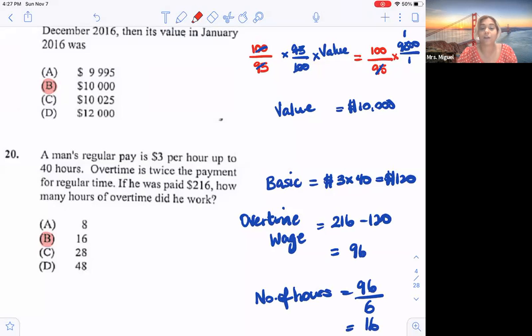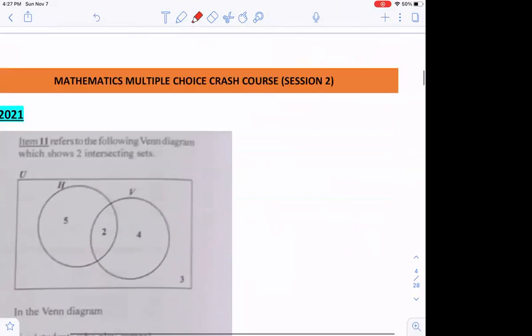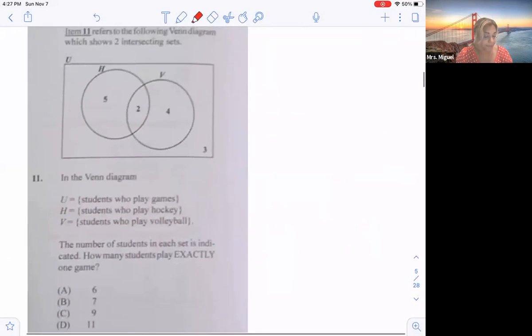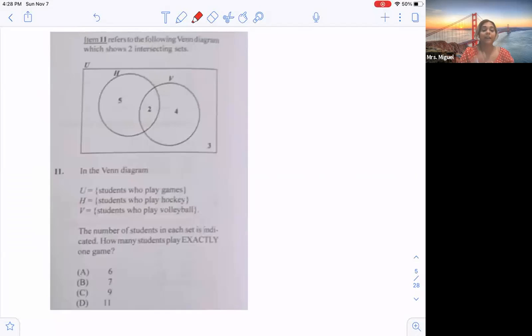Any questions so far? No, miss. All right. So let me do this one and I will give you a few minutes to do the others, right? Let me do this one because this is just one question.